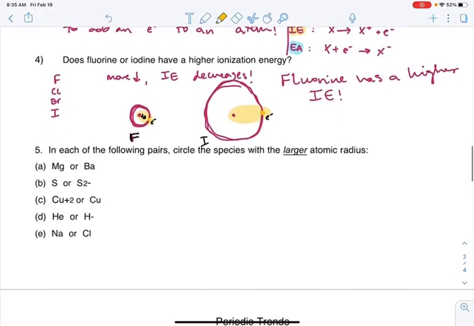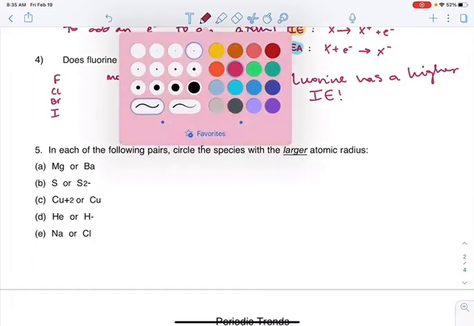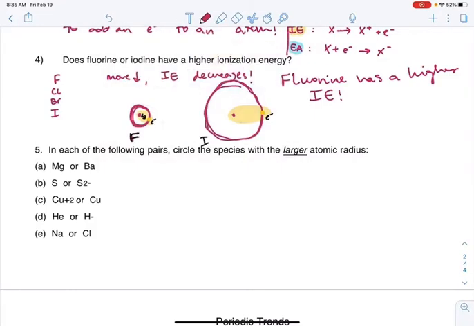In each of the following pairs, circle a species with the larger atomic radius. So magnesium and barium. Magnesium is higher on the periodic table than barium. So barium's going to be a lot bigger, right? Think about the onion metaphor. As you move down, you add a layer to the onion. Barium is in the same group as magnesium, so you're going to be adding layers on as you move down towards barium.